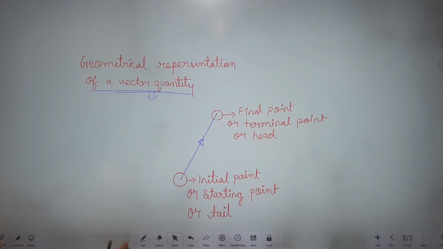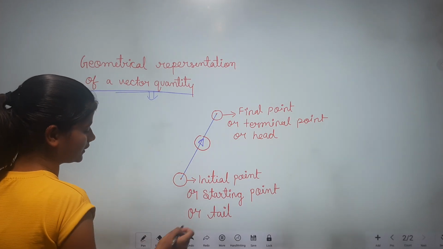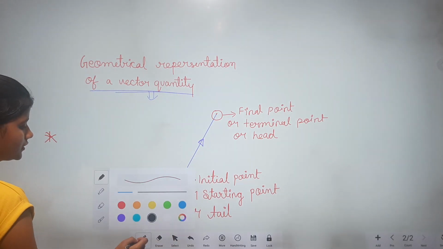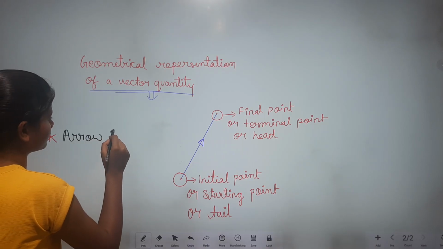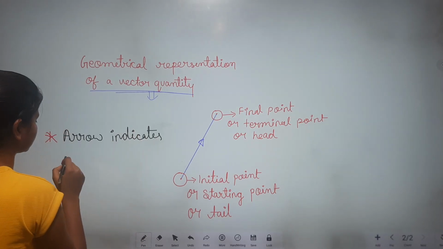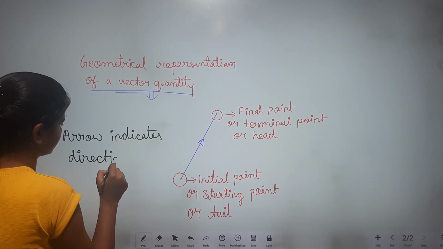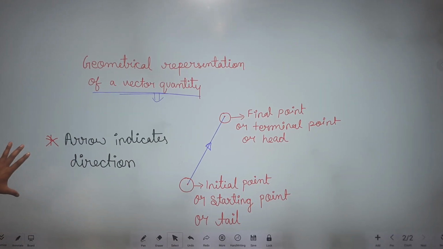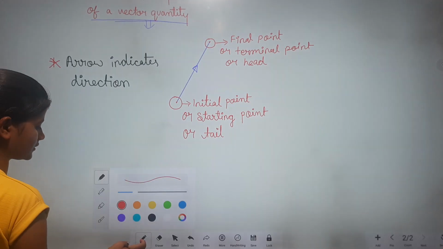And the arrow indicates the direction of the line. Okay. So you can write: arrow indicates direction. Here the arrow indicates the direction of the line. Okay. There is a point related to this.